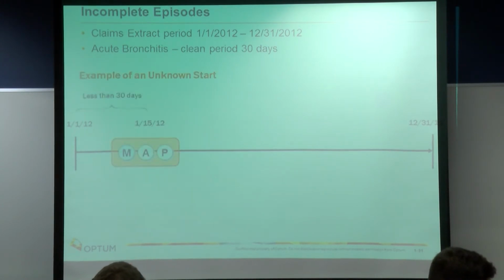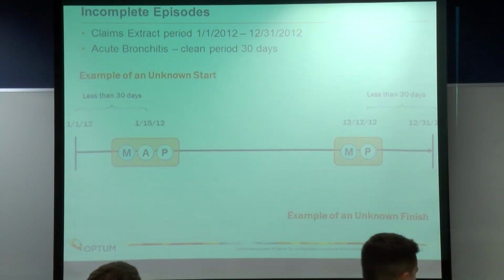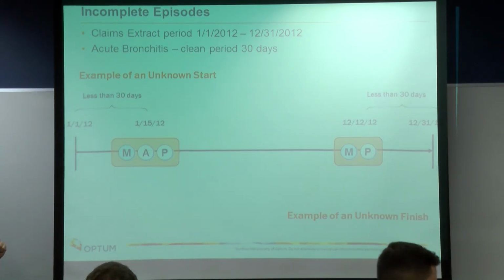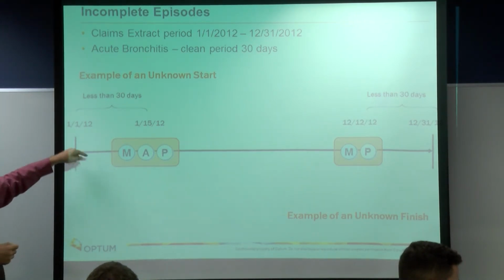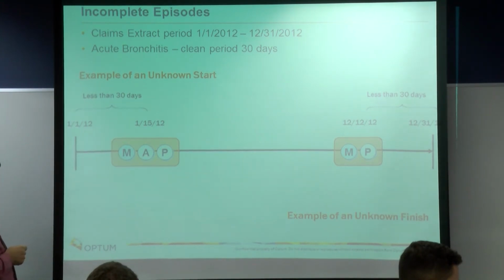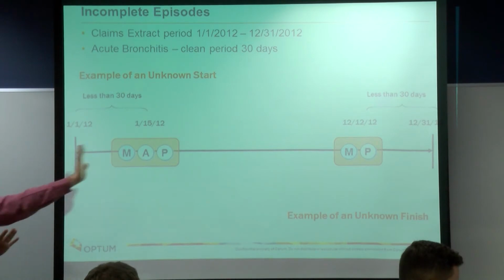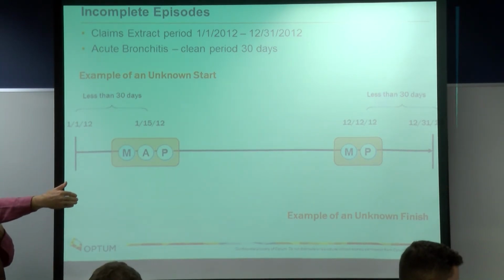In this particular case, we have episodes that are unknown starts and unknown finishes. For example, you start January, you give us a bunch of data. It starts January 1st, and it's very possible that some stuff happened before January 1st. We don't know that. The rest of the episode gets created, but it gets called an incomplete episode. On the opposite side, we can start an episode and the clean period doesn't finish by the end of the run out, so we have an incomplete episode on that side.